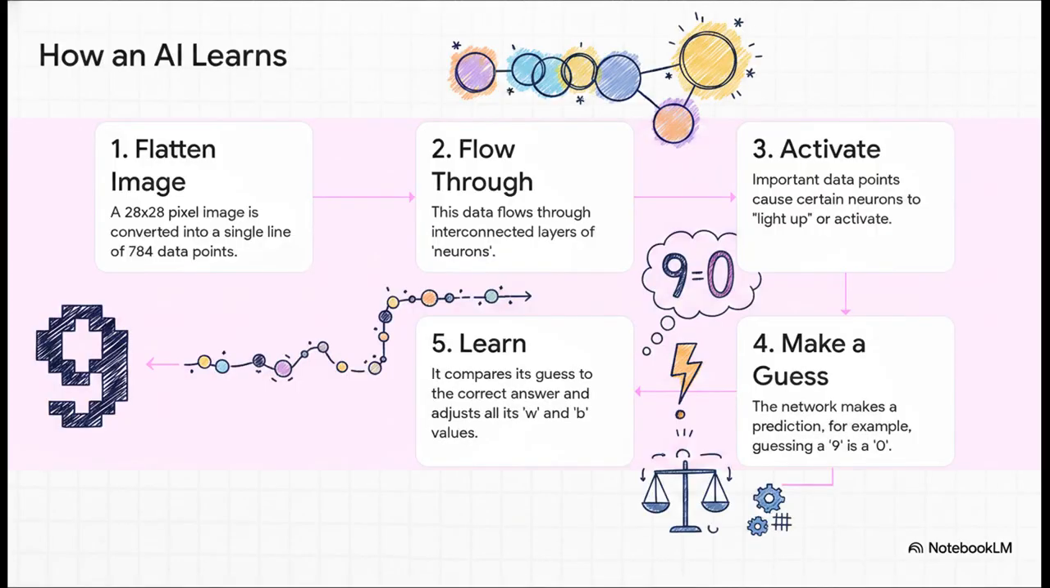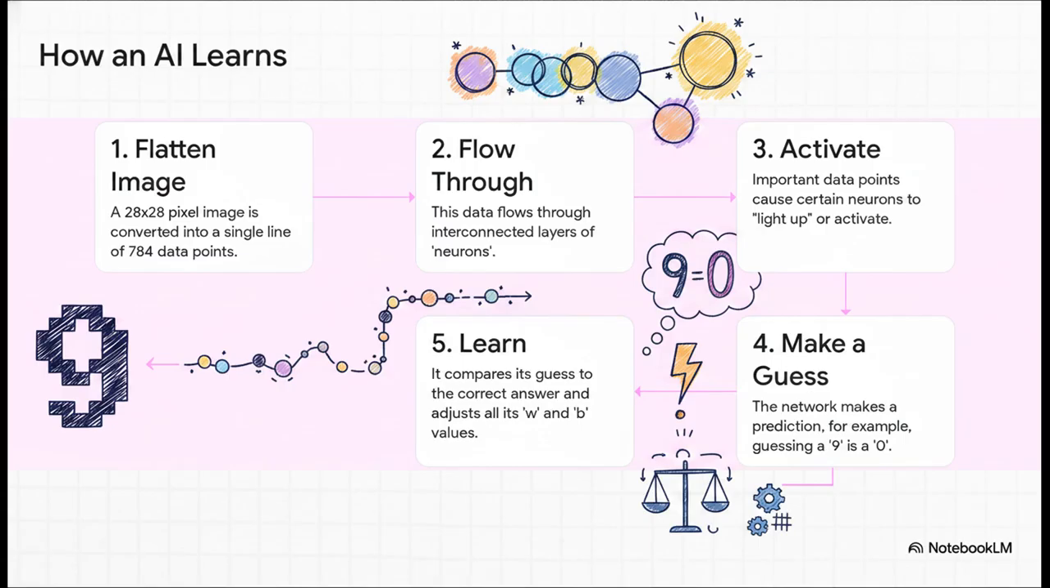Okay, so here's how the AI actually learns to see. First, you take that picture of, say, a 9, and you just flatten it out into one long line of data. That data then flows through all those connected neurons. As it goes, some neurons will light up when they see a piece of a pattern they like. Then, the whole network makes a guess. Maybe it looks at the 9 and says, "I think that's a 0." Oops, wrong.